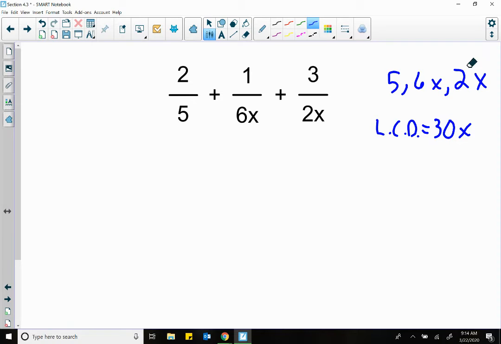Does 30x cover 2x? Absolutely. Because 30 is made up of 5 and 6, as we talked about a couple seconds ago. But the 6 is made up of 2 times 3. See, the 2 is already covered in there because of the 6. So 30x is our LCD. So all of these are going to turn into a 30x.